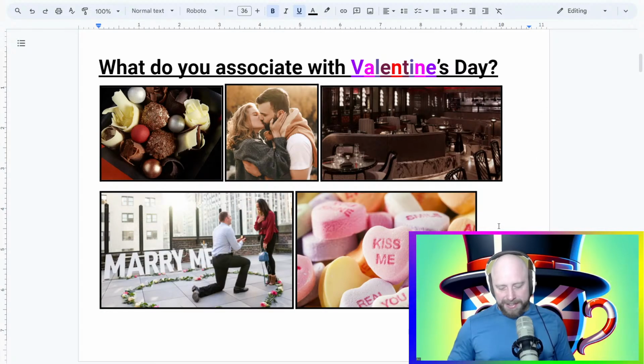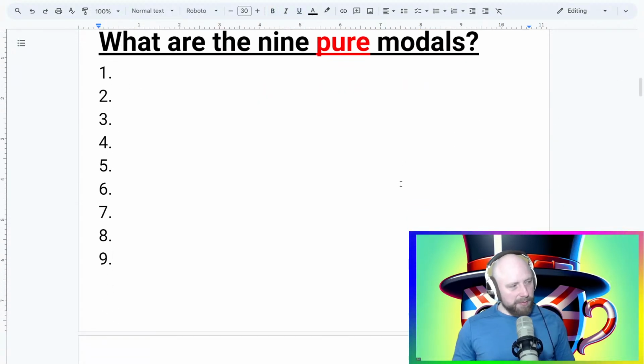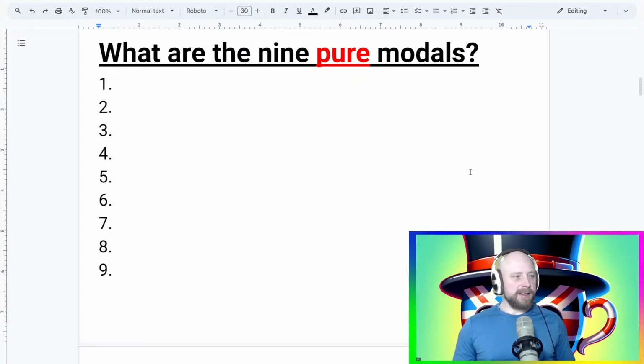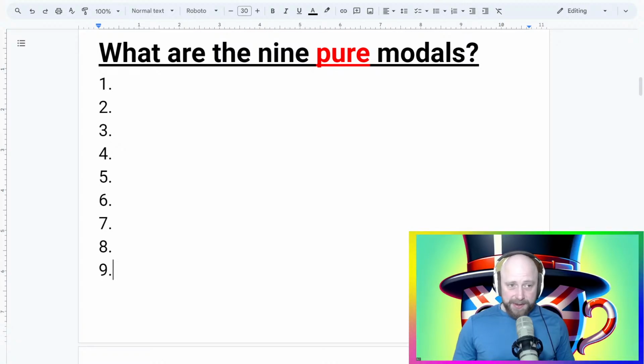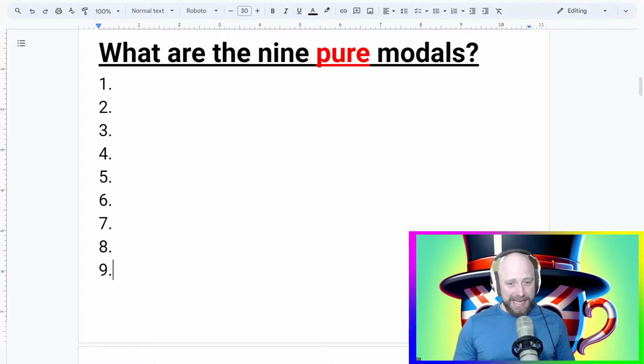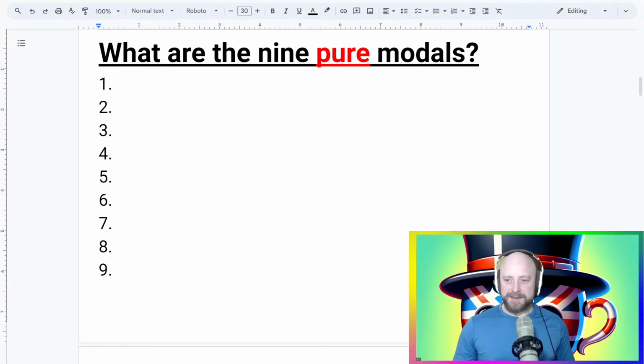Right, so I did tell you today we're going to do the pure modals. There are 9 pure modal verbs in English. There used to be more, but nowadays there are 9. There's almost 8, but there's still 9 for the moment. So, what are the 9 pure modal verbs?